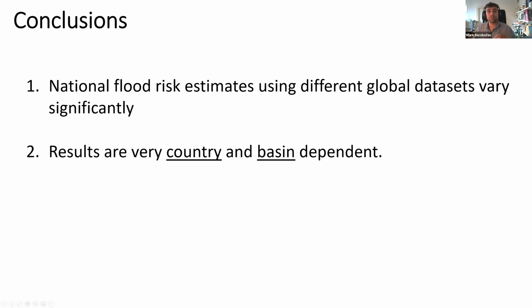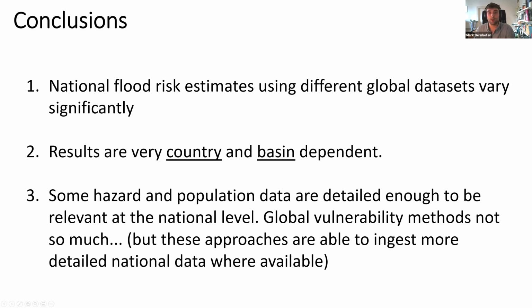Secondly, the results are very country and basin dependent. So while one model or data set may predict a lot more exposure or damage in one country, it doesn't mean that it will do the same in another country. And finally, while some of the hazard and population data is now detailed enough to be relevant at these scales, I guess we recommend caution when using the different vulnerability approaches, as they're rife with lots of different assumptions and uncertainties. However, these vulnerability approaches are able to ingest more detailed national data where available. So for example, if there are more detailed national land use maps available, it would definitely improve the vulnerability calculation.